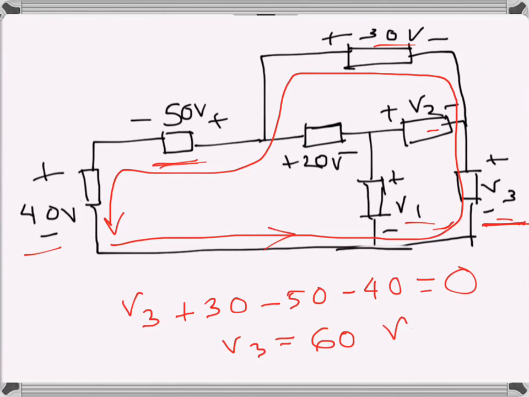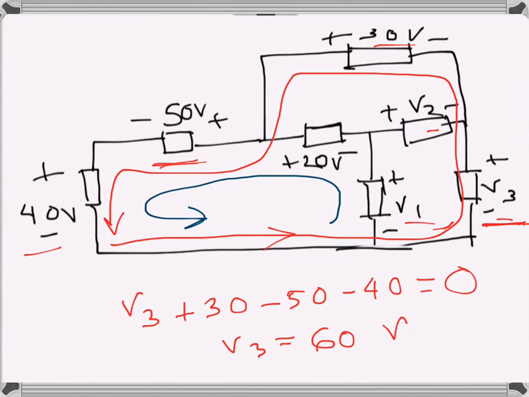Now we have to choose another loop. Let's say we choose this loop now, like that. For that one, V1 is a rise. Now let's write the rises as negative. So V1 is a rise, so that's negative V1. Then we have 20 volts, that's also a rise, so minus 20.